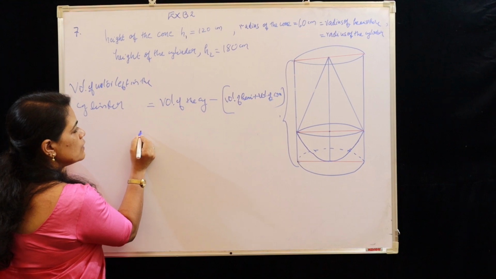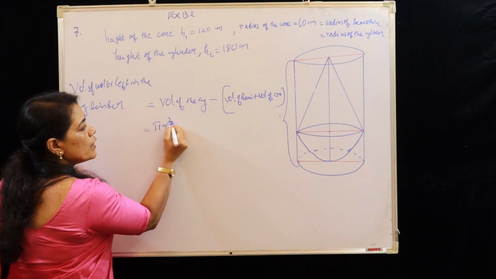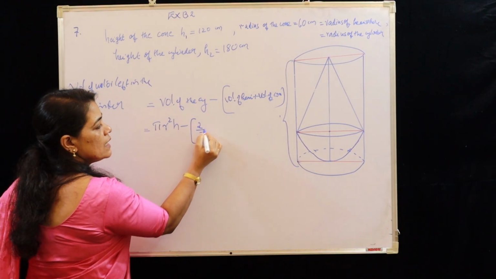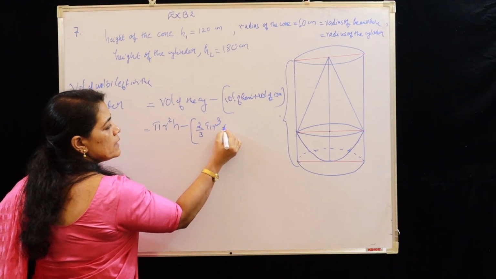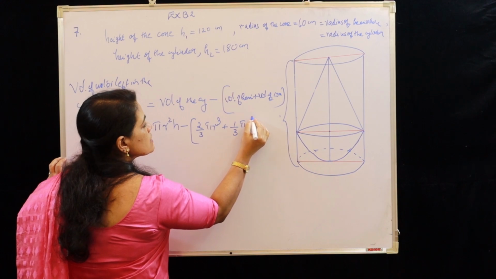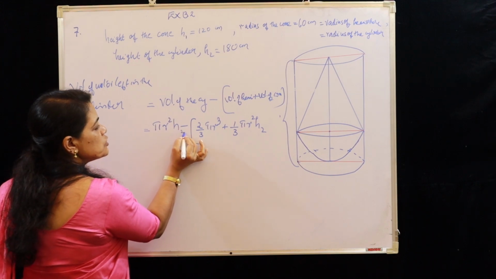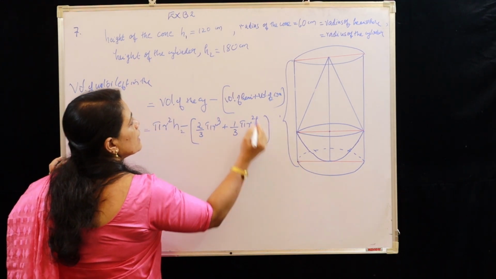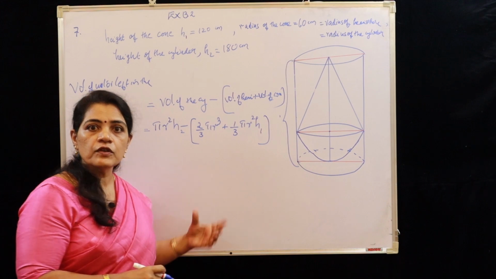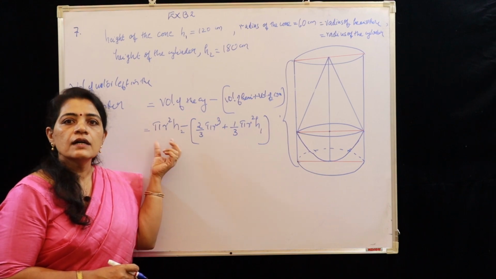The next step is to substitute the values. So this is equal to volume of the cylinder, pi r square h, minus volume of the hemisphere, 2 by 3 pi r cube, plus volume of the cone, 1 by 3 pi r square h. Here we have taken the height of the cylinder as h2, and the height of the cone as h1. These are the formulas of these three shapes. This sum should be subtracted from the volume of the cylinder.